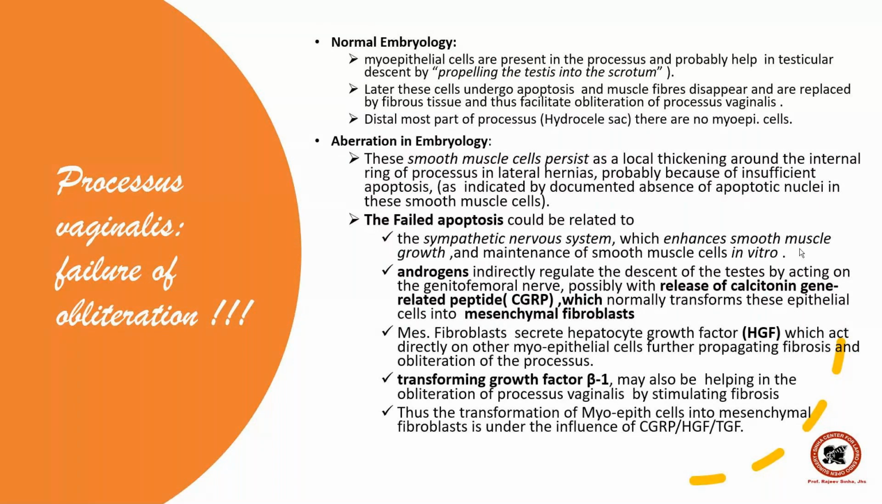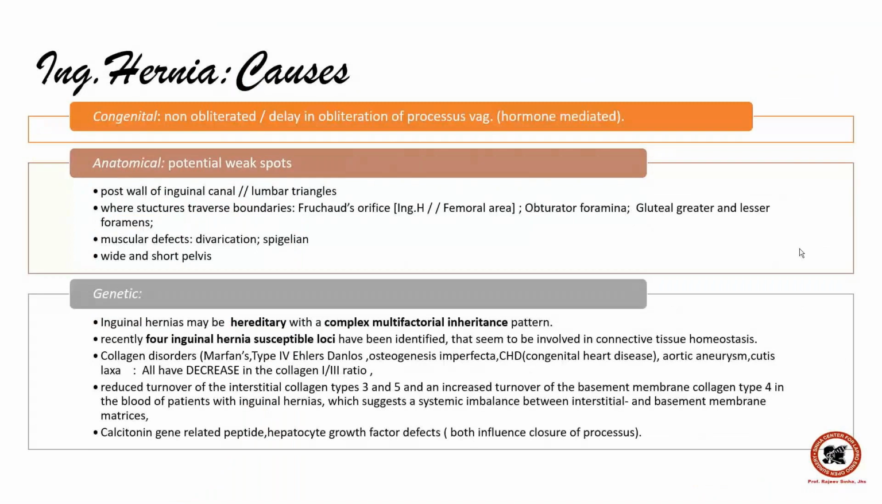Now, these mesenchymal fibroblasts also secrete a hepatocyte growth factor, which is also probably helpful in converting more myoepithelial cells into fibroblasts. Transforming growth factor beta 1 is also being implicated. So there are some of the cytokines or hormones which are important in the conversion of the myoepithelial cells into fibrous tissue, ultimately leading to the obliteration of the processus vaginalis. So if you look at the causes of inguinal hernia, the first, congenital, we already talked about in the last 2 or 3 slides: the processus vaginalis is patent because of non-obliteration.